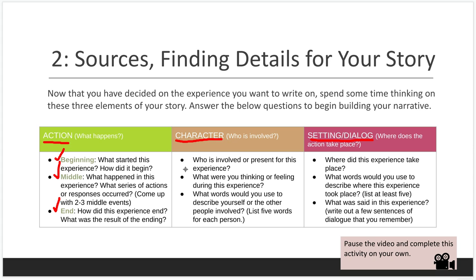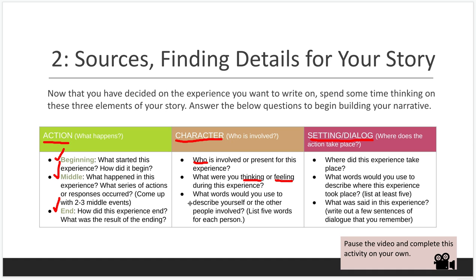Now, for character, basically be thinking about who is involved. It's probably you and someone else, maybe a parent or a friend. Maybe it's a few different people, but you need to make sure that your reader understands who is involved and everyone there. Now, what were you thinking or feeling during this experience? This is real important. Readers like to know what was going on in your mind, not just the sensory details of what you were seeing and hearing and stuff.